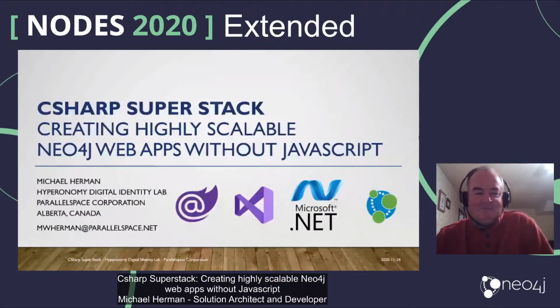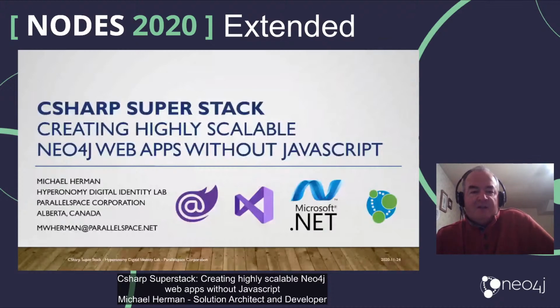Thank you very much. Good morning, good afternoon, good evening to everybody. It's really a privilege to be able to talk about some of the work that I've been doing with Neo4j and .NET this morning. It's called the Csharp Superstack, and it's a way of building highly scalable Neo4j web applications using C#, HTML, CSS, and without having to use JavaScript. And that's going to appeal to some segment, I think, of the people that are watching and people that want to make greater use of Neo4j, but maybe aren't familiar with some of the other development platforms that are out there.